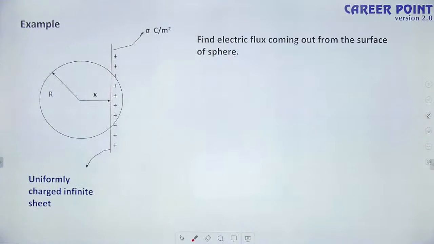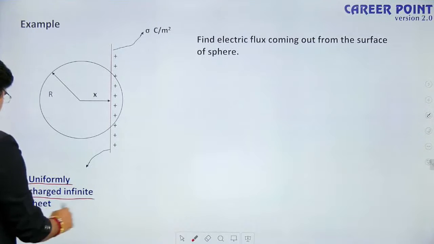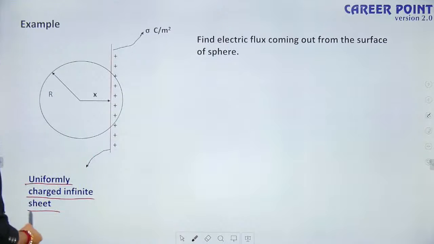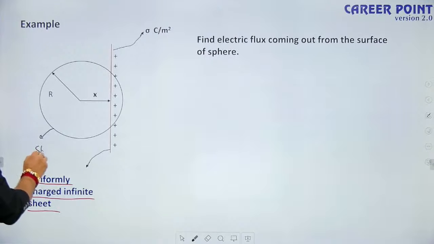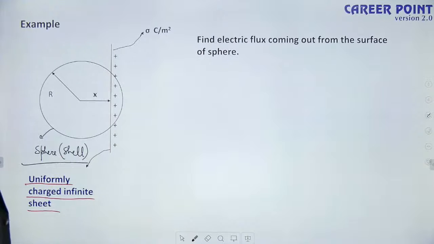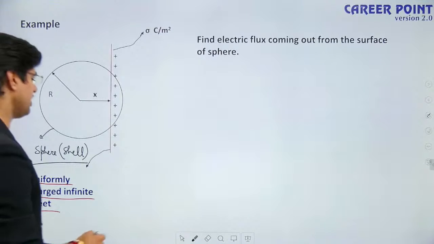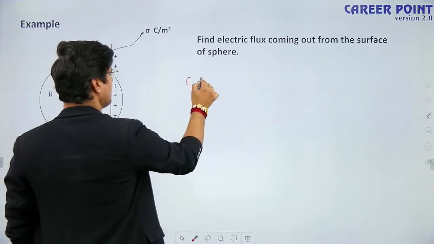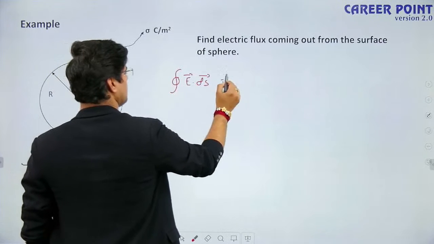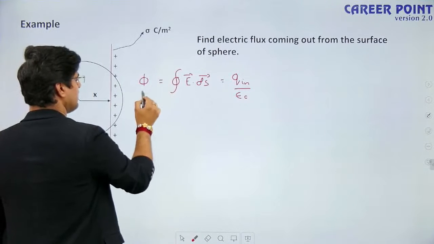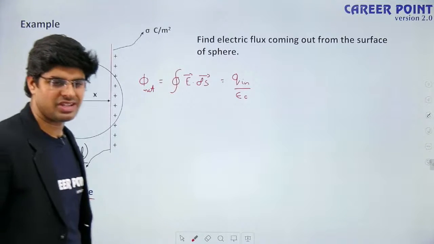Now, this is a uniformly charged infinite sheet. If this is a uniformly charged infinite sheet and this is a sphere, shell, not solid sphere, shell. Now find electric flux coming out from the surface of the sphere. Can we apply Gauss law directly? Because for every closed surface we can definitely apply Gauss law. Integral E dot ds is equals to q inside by epsilon naught. We are not supposed to find electric field, but we can directly say phi net is equals to q inside by epsilon naught. Do you agree or not?